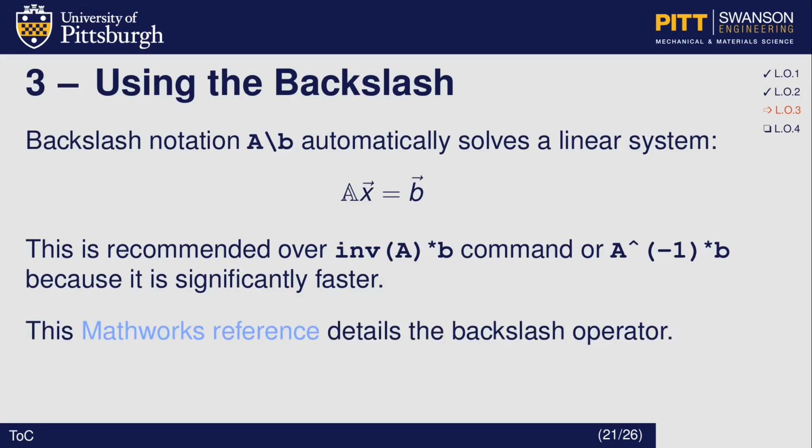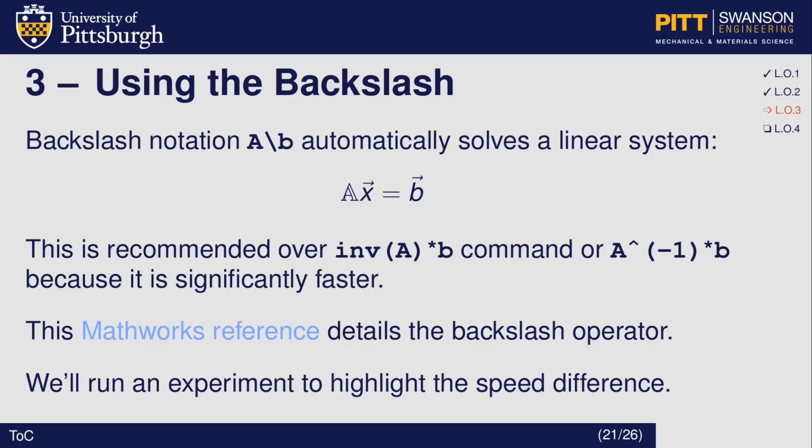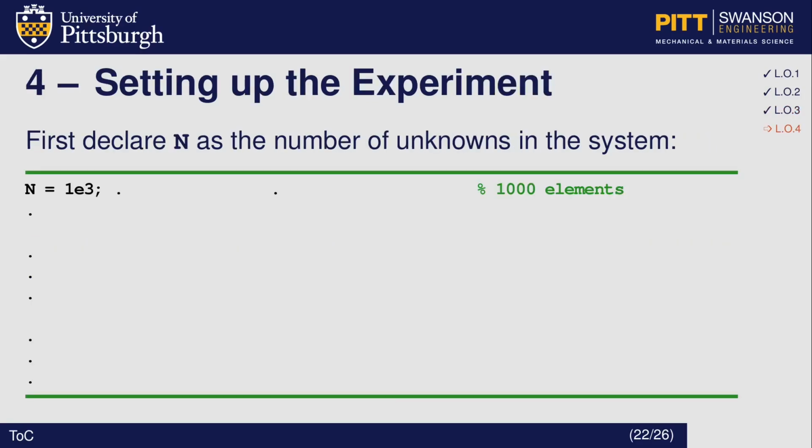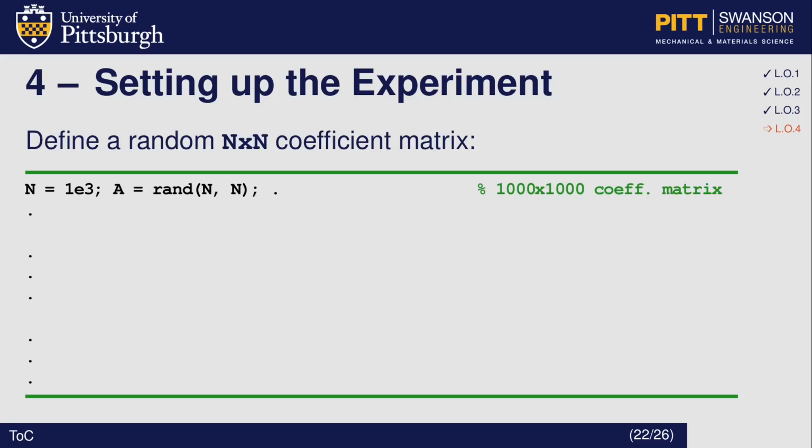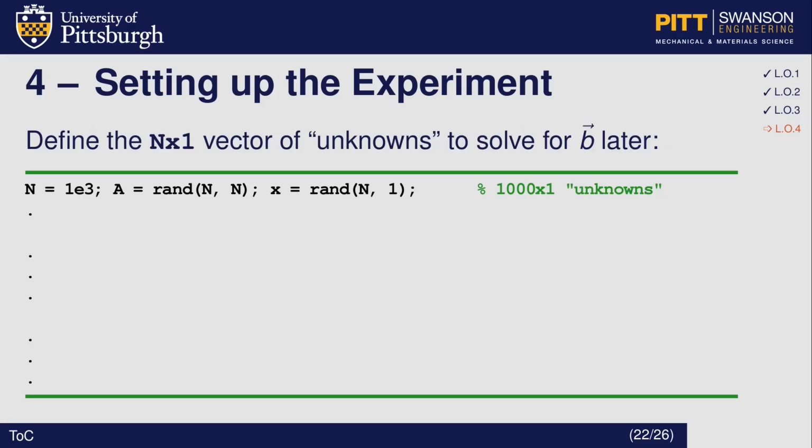faster. The MathWorks documentation linked here will describe the backslash operator in more detail, but we will run an experiment to highlight the speed difference between them. First, we declare n as the number of unknowns in the system. We'll use 1e3, which is equal to 1000, for the number of elements. Then we define the coefficient matrix A as just some random matrix with dimensions n by n so that it is square. And then we define the n by 1 vector of quote-unquote unknowns.